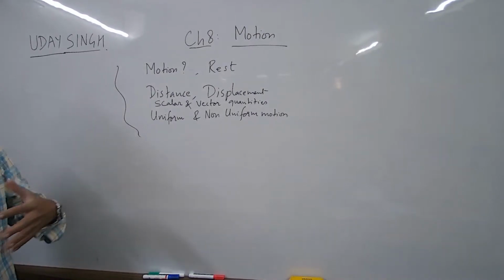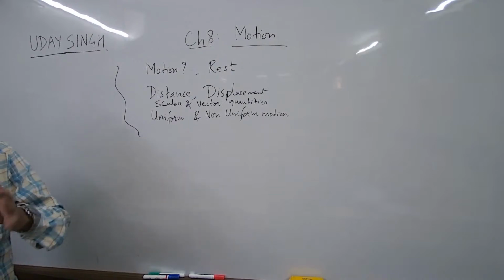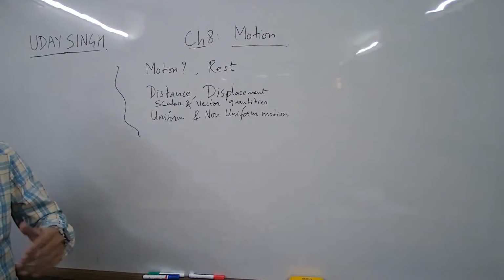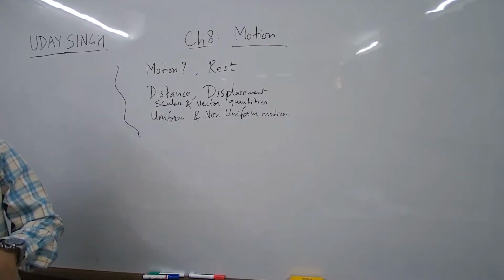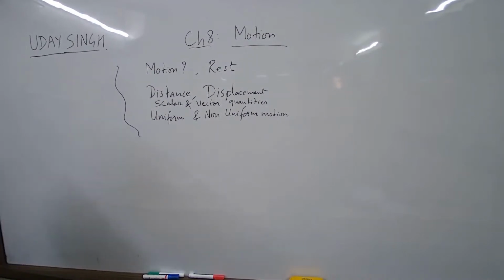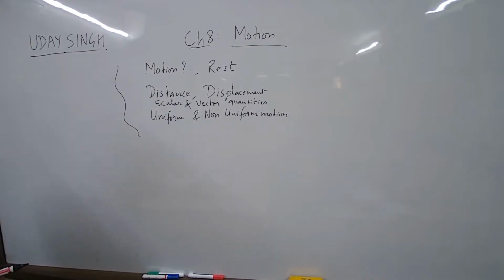So the approach to learn physics is very concept based. Not memorizing. You have to understand. Once you understand, memory is not a problem. It will become part of your personality. So try to understand the concepts. These are key terms that we'll try to understand.